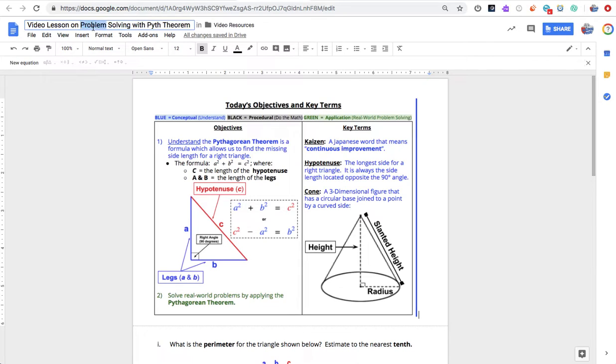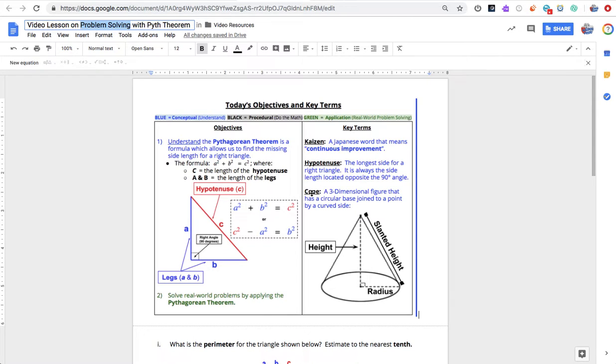Morning. In this video, we're going to continue to talk to you about the Pythagorean theorem, how we can use that to find missing side lengths, and specifically we're going to focus on how we can solve real-world problems by using the Pythagorean theorem. There's a couple of vocab terms we want to get familiar with.